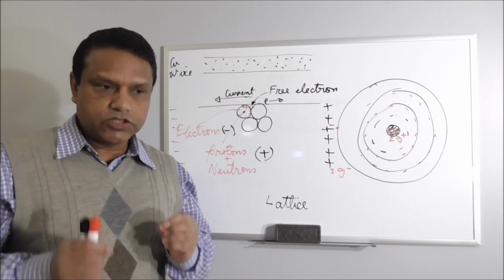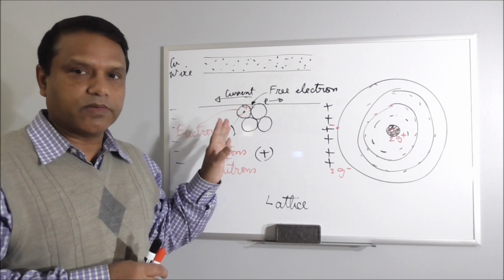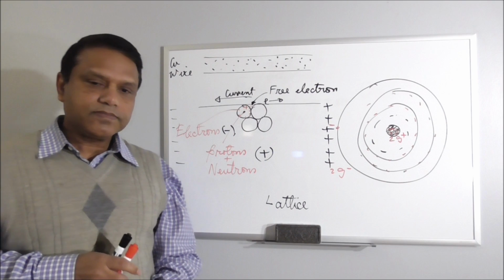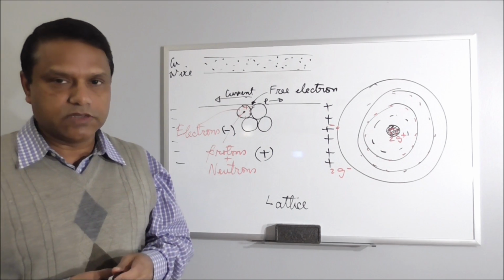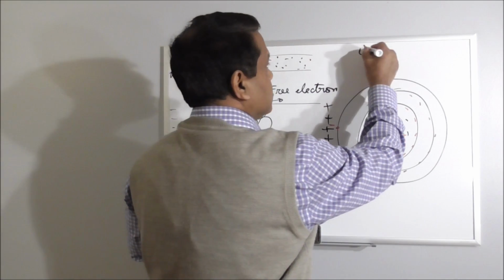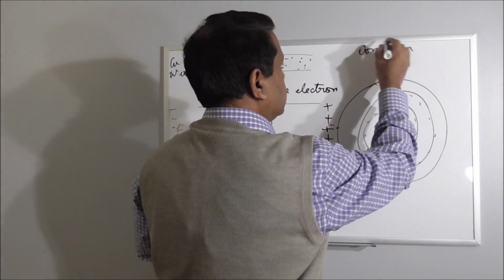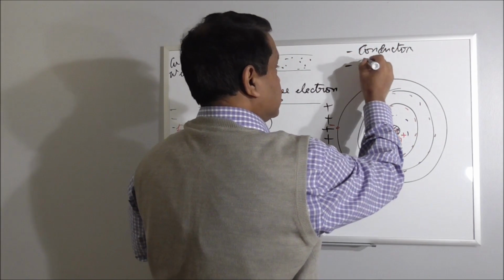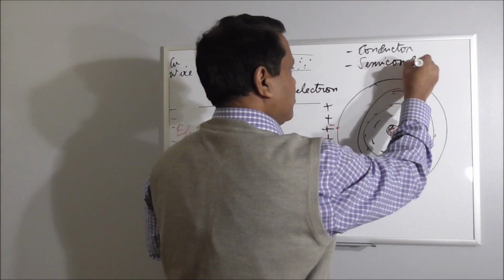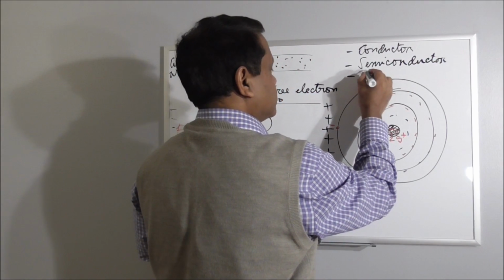Now, I should also add this phenomenon or this discussion is only for conductors, but there are other types of materials where you can sometimes have positive charge movement. We have three classes of materials. This is conductor, and there are semiconductors, that means they are half conductor, and there are insulators.